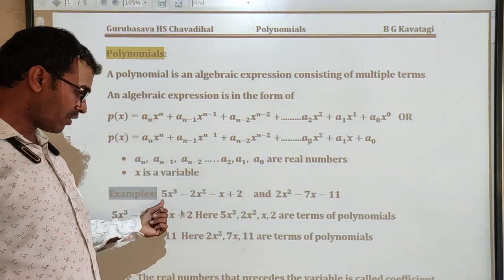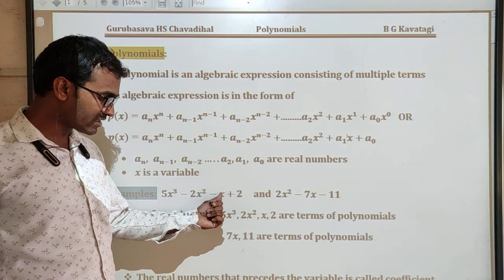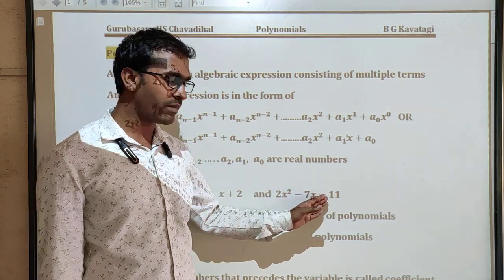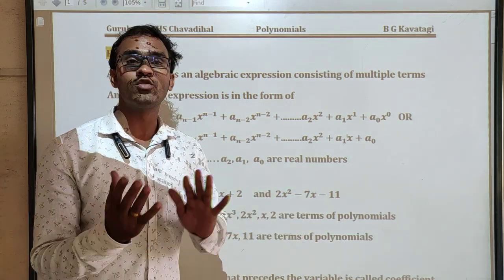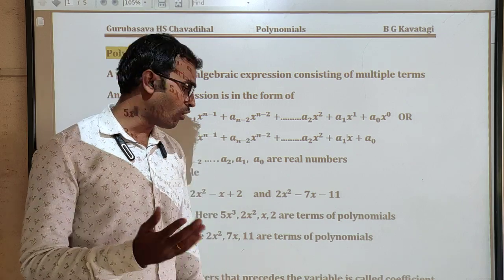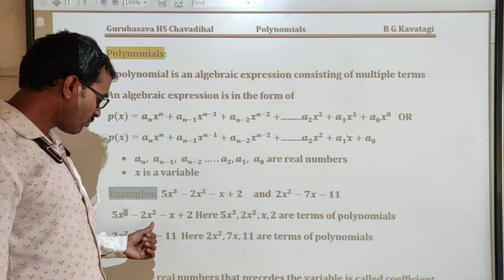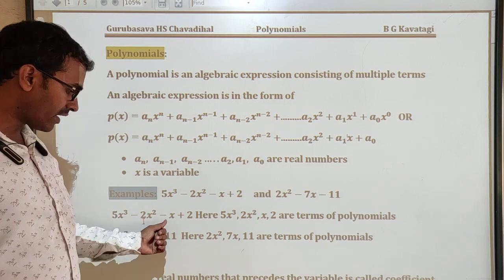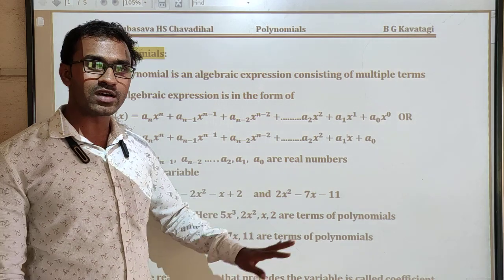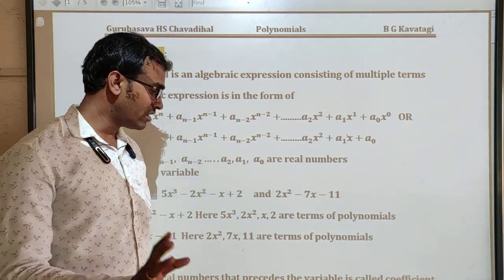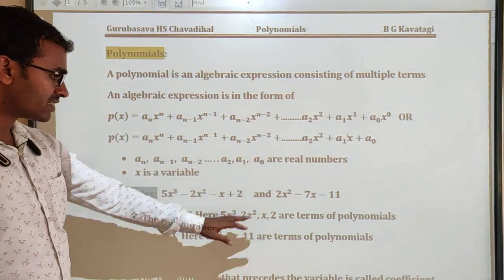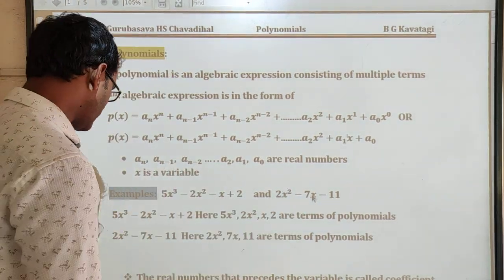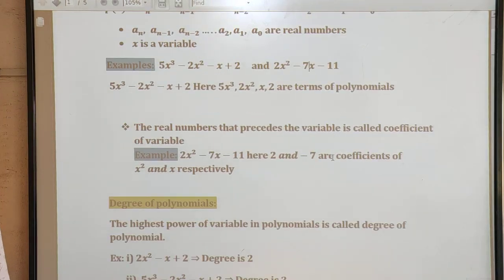For example, 5x cube minus 2x square minus 6x plus 2, another example 2x square minus 7x minus 11, or x cube minus 7x plus 9. All are polynomials. In the first polynomial, 5x cube, 2x square, 6x and 2 are all terms of the polynomial. In the second, 2x square, 7x and 11 are the terms of the polynomial.